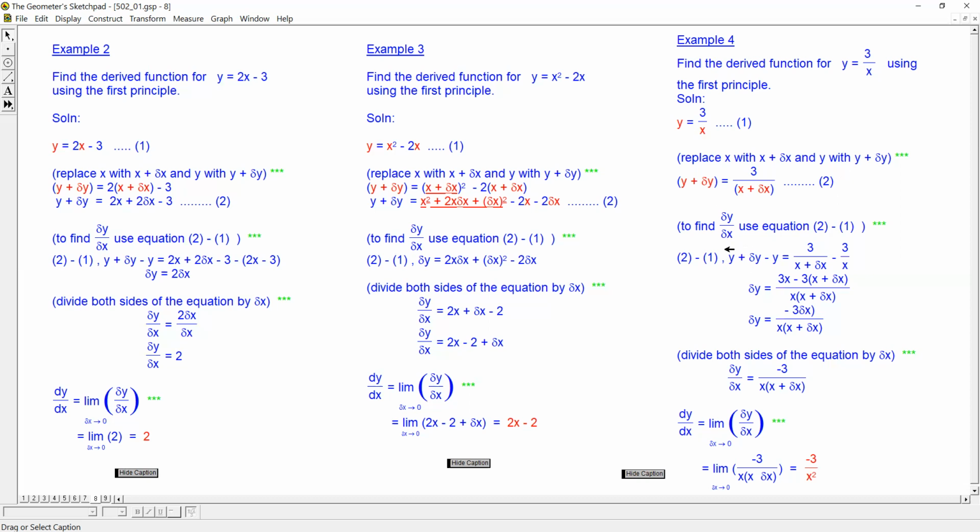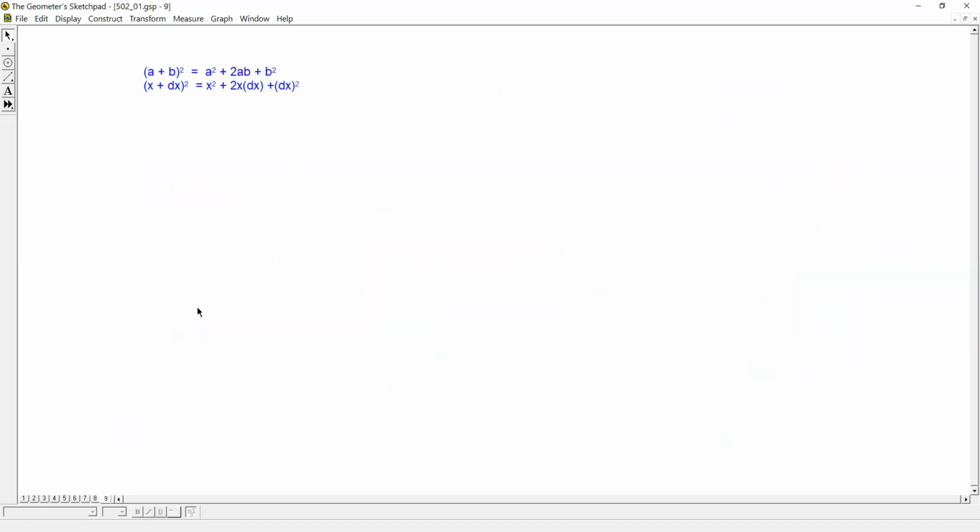So equation 2 is y plus delta y. Equation 1 is y. That is on the left hand side. On the right hand side, we have 3 over x plus delta x minus 3 over x. Okay, this one, right? Now I ask you, do you know how to add these algebraic fractions together?